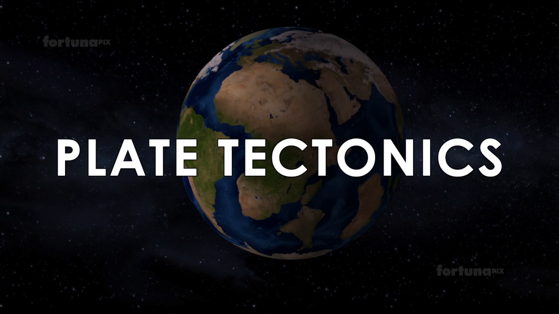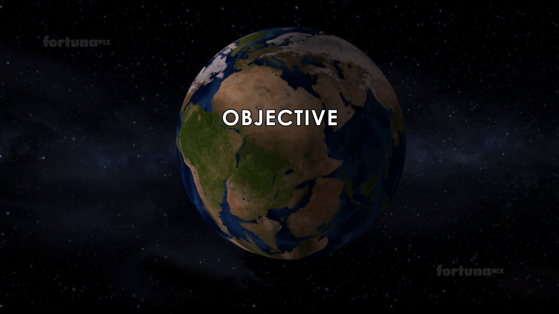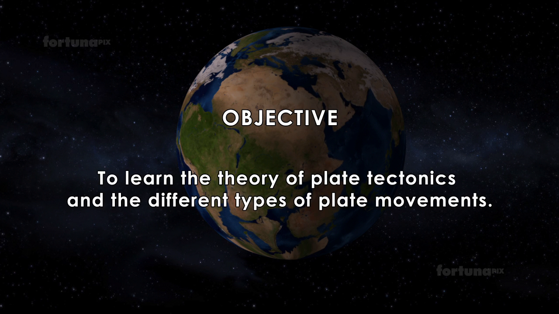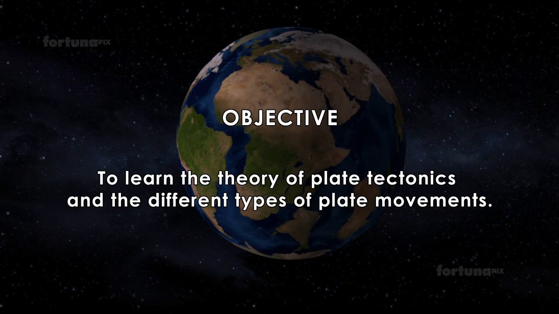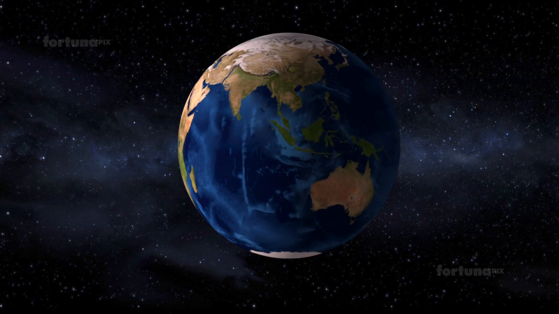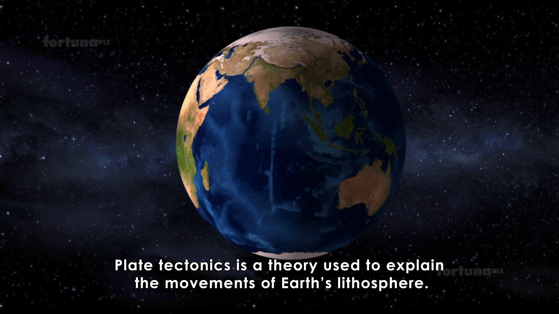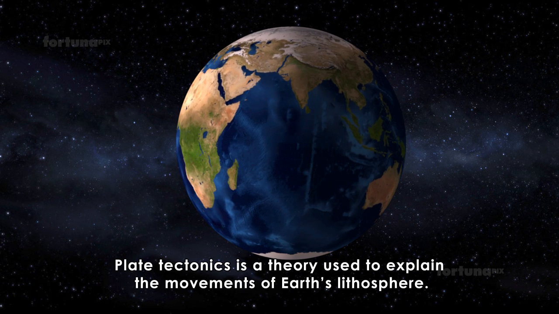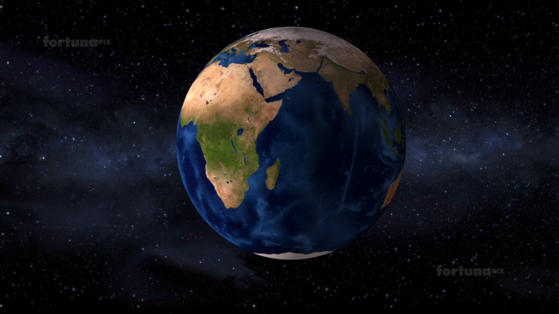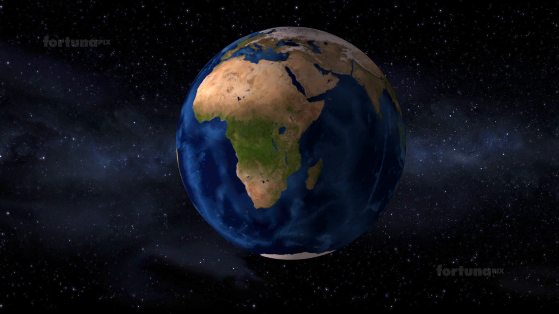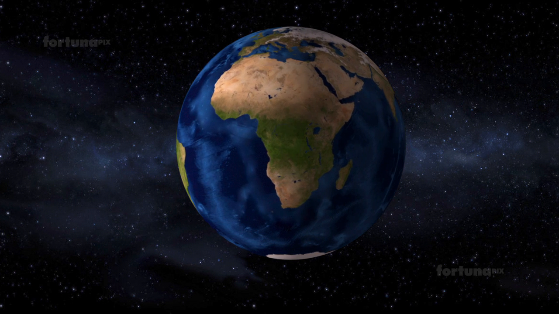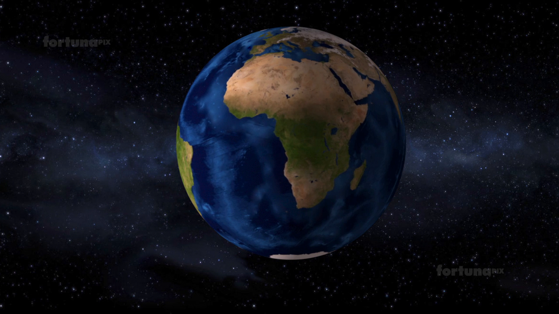Plate tectonics. Objective: to learn the theory of plate tectonics and the different types of plate movements. Plate tectonics is a theory used to explain the movements of Earth's lithosphere. Scientists and geologists have found evidence supporting the theory of plate tectonics.